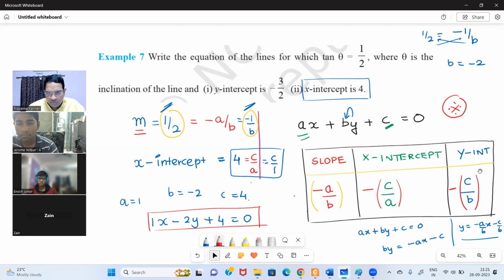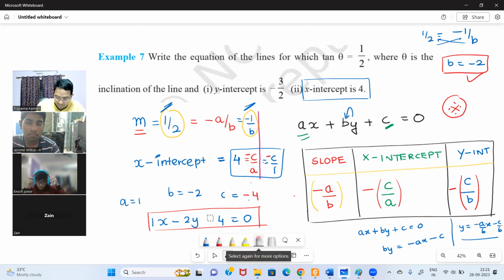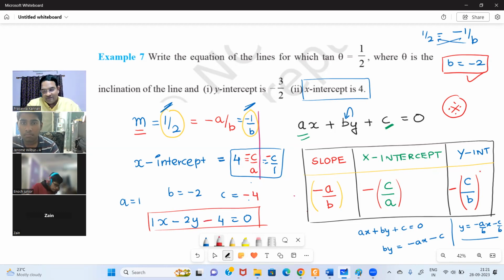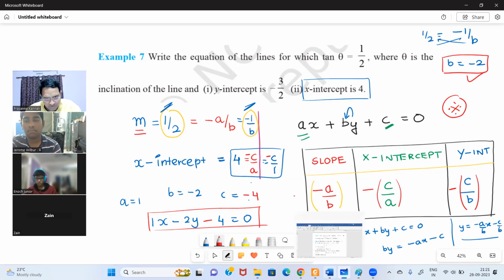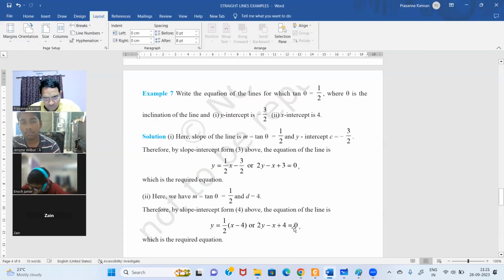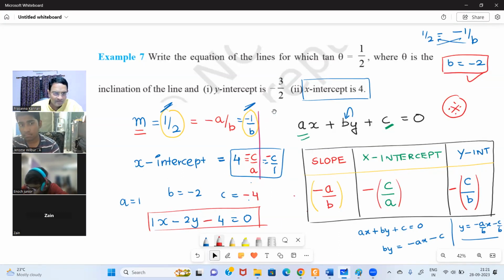Now let's work it out. So your b is minus 2, that is correct. No doubt about it. But here it should be minus c by a. So if I take minus c, then c is going to be not 4, but minus 4. Therefore, you have a minus sign. So your equation of the straight line is going to be x minus 2y minus 4 equal to 0, or 2y minus x plus 4 equal to 0. Clear, students? Take it down.